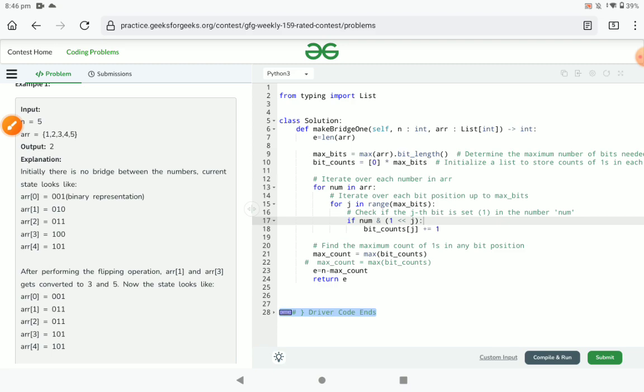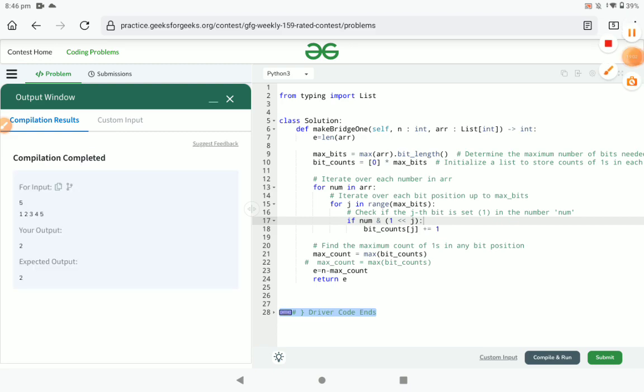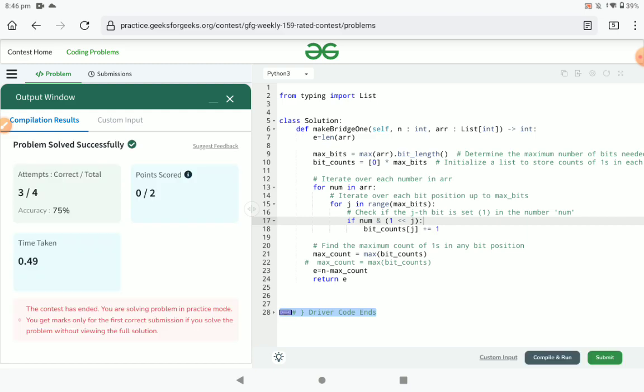Now let's try to compile and run. Yeah, it's giving the correct output. Now let's try to submit it. Yeah, it's successfully executed. So now let's jump on to the next problem statement.